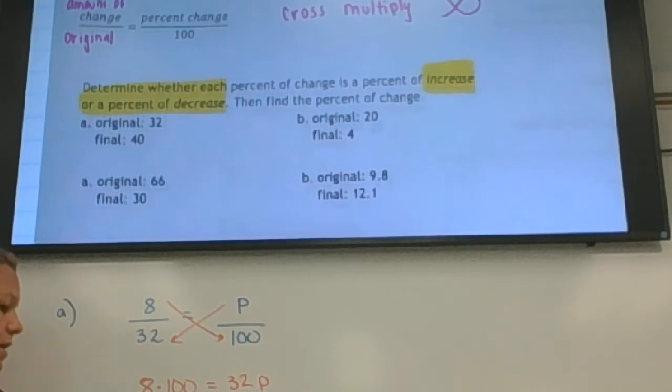800 equals 32P. And then show your work. Solve your equations like we were just practicing. This is 32 times P. Get P alone by dividing. It's 25.